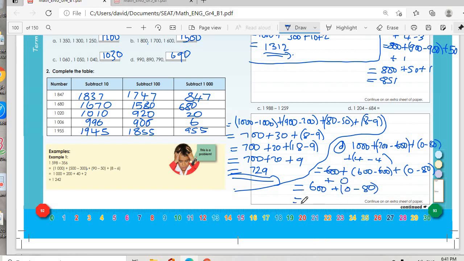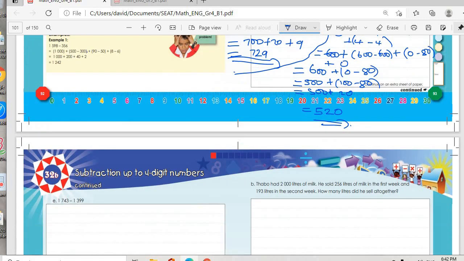So in this one, we are going to borrow from 600. We can borrow 80 or 100. Then we are left with what? 500 plus 100 minus 80. Then we are going to have 500 plus 20. Okay, so the answer is 520. That's the answer, 520.